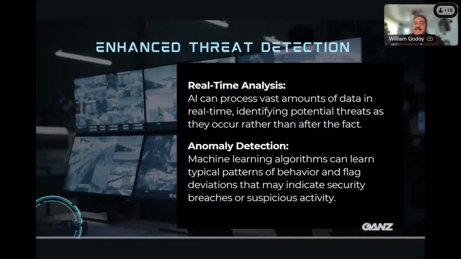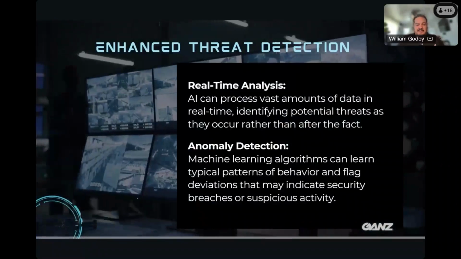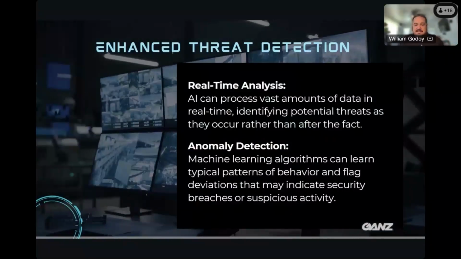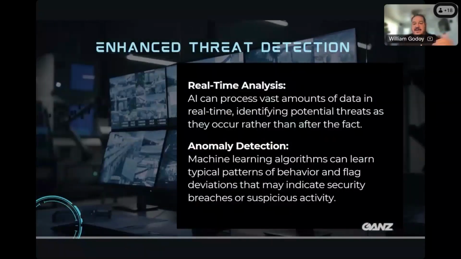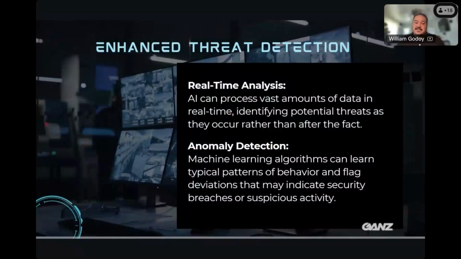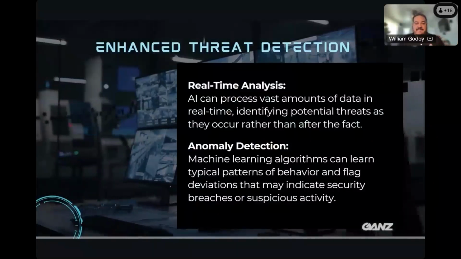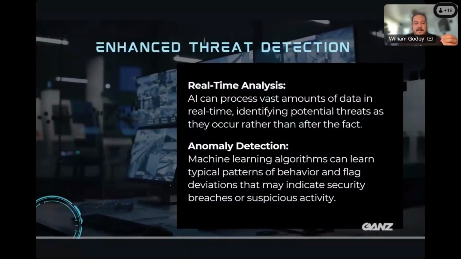So enhancing the threat detection. Again, this is real-time analysis. AI can process the vast amount of data in real time, so it's constantly looking at the video and analyzing for people, animals, vehicles, bicycles, you name it. There's a couple of different things that you could do there.